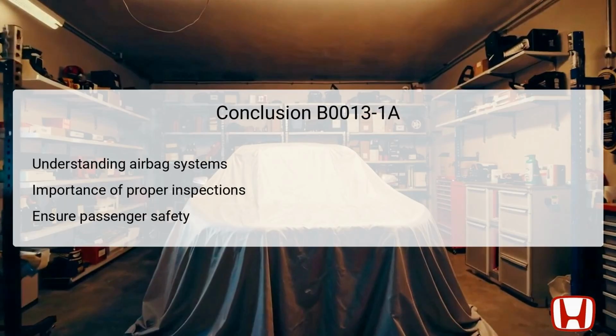In conclusion, addressing DTC B0013-1A requires a comprehensive understanding of the airbag systems within the Honda Accord and the steps necessary for effective diagnosis and repair. This DTC points to decreased resistance in the passenger's knee airbag inflator, which could compromise occupant safety during a collision. Following systematic troubleshooting steps assists in identifying the faulty component, whether it be the airbag itself, wiring, or the SRS unit.